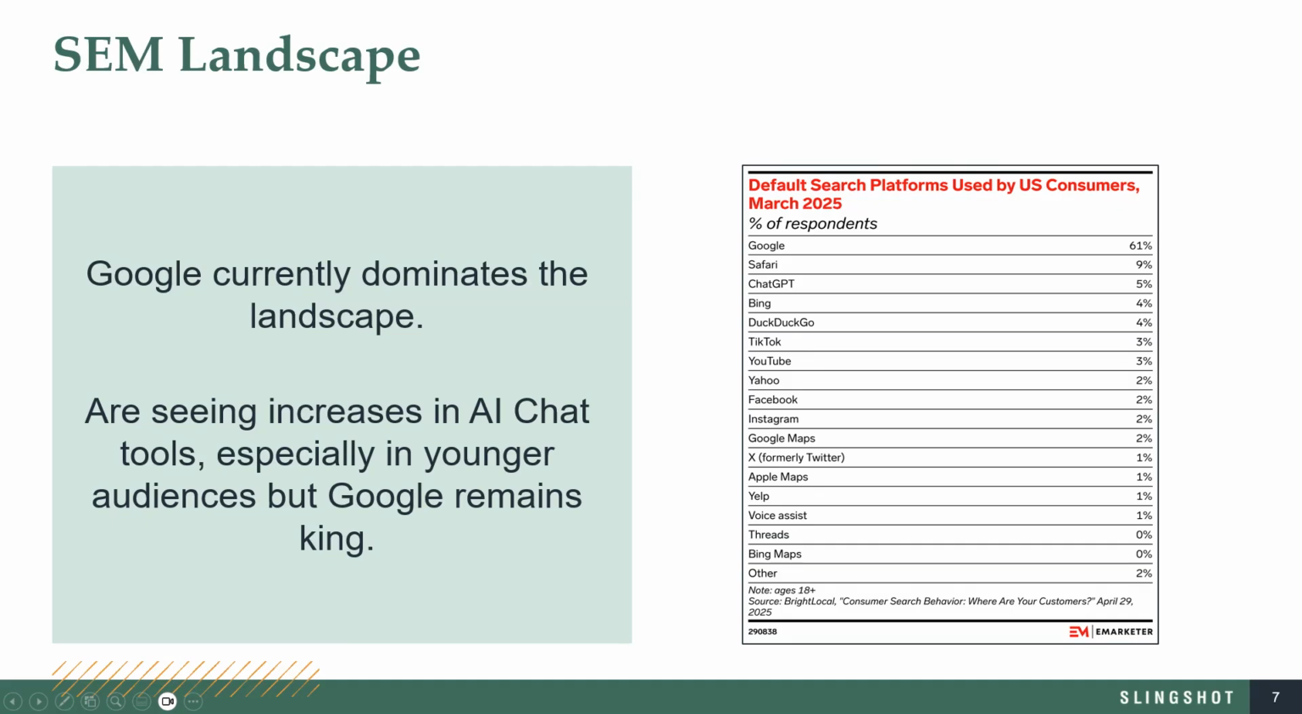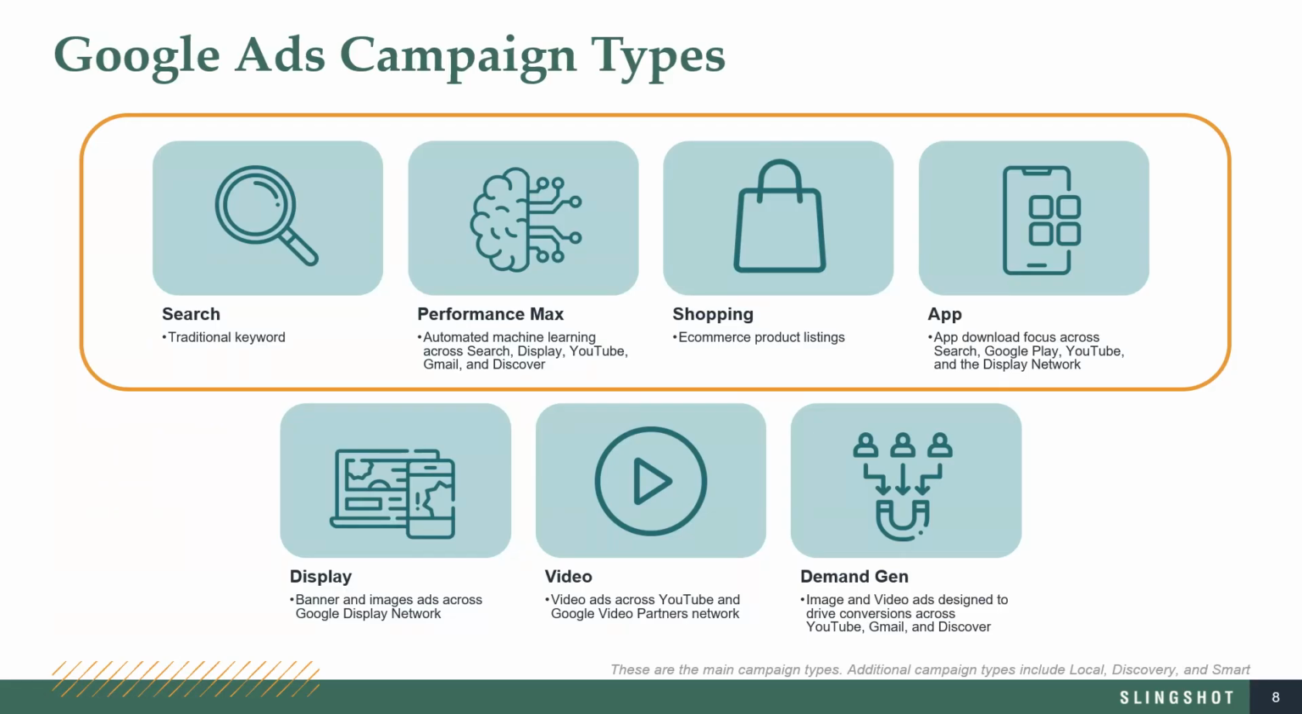So for right now, even as we see these huge changes in AI, Google is still the number one search platform and the place where most people are still going. And so now I'll pass it off to Brandy to talk through some Google ad campaign tips.